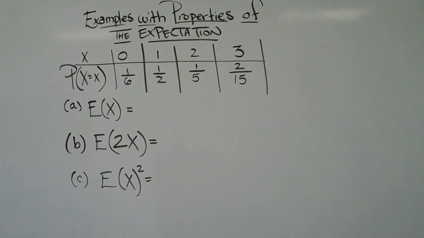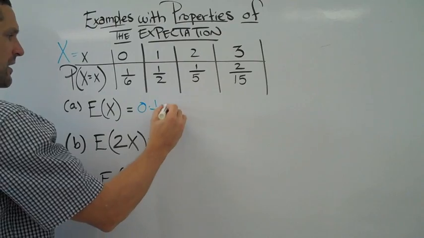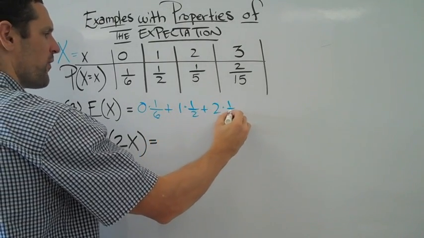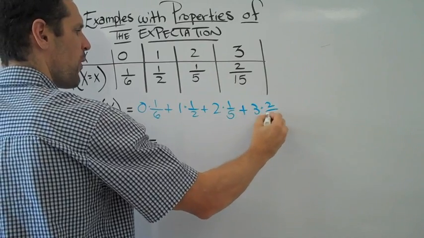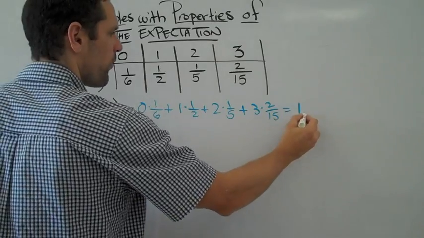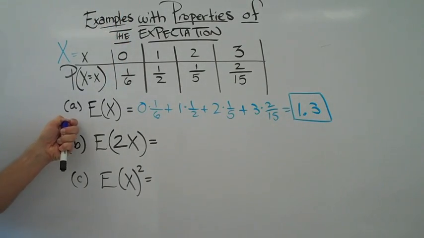Let's do some examples with properties of the expectation. First, for this probability distribution of my discrete random variable x, which can take on the values 0, 1, 2, or 3, I need to first find the expectation, which is simple. It's 0 times 1/6 plus 1 times 1/2 plus 2 times 1/5 plus 3 times 2/15, which when I do that all out, I get an answer of 1.3. There is my answer for the expected value of x.